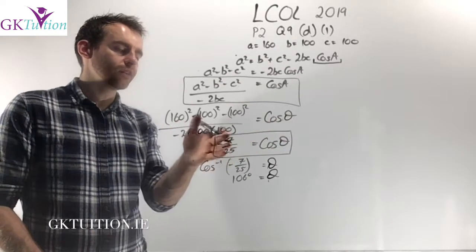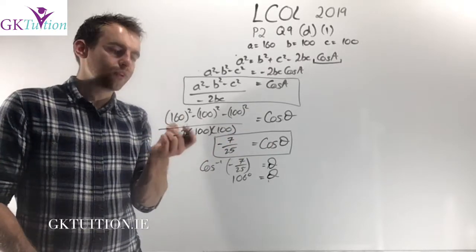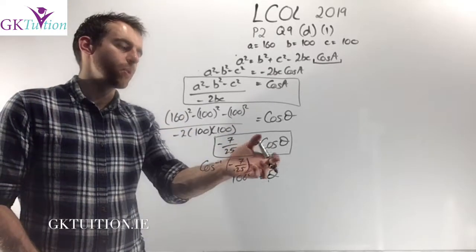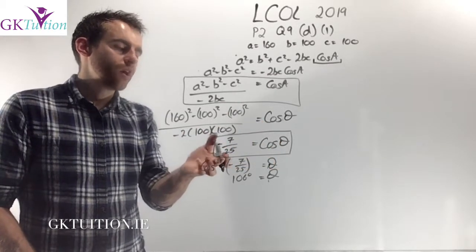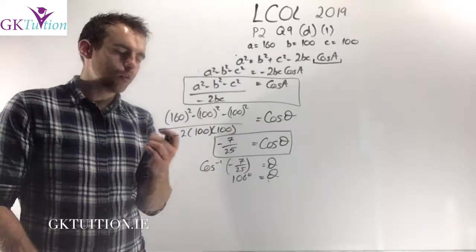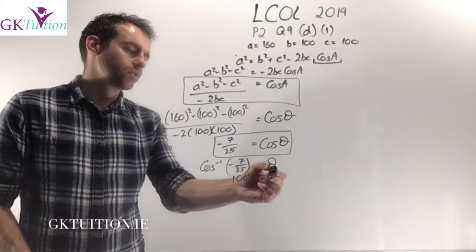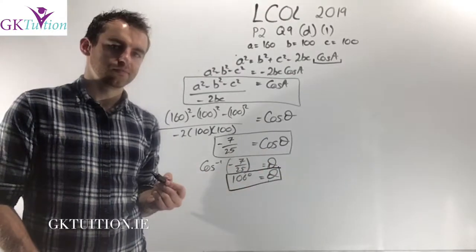If cos theta is equal to minus 7 over 25, now the next bit I have to prove that theta is 106 degrees. So I need to bring the cos to the other side. It becomes cos inverse of minus 7 over 25. And if you plug that into your calculator, once your calculator is in degrees, your answer works out as theta is equal to 106 degrees.